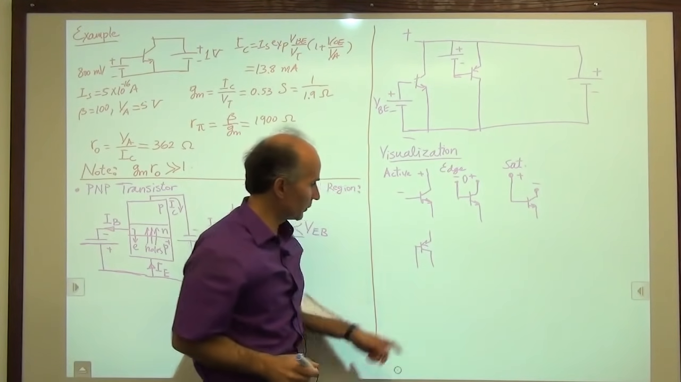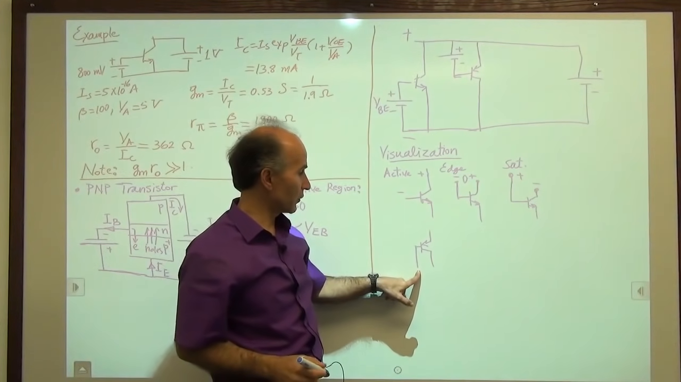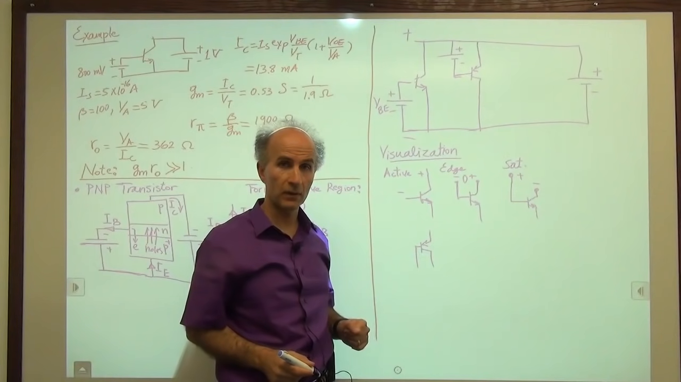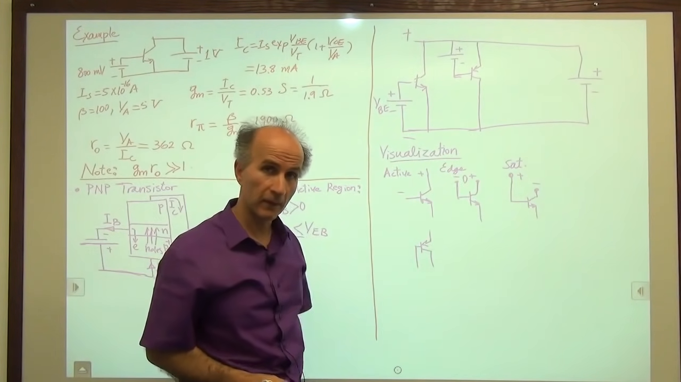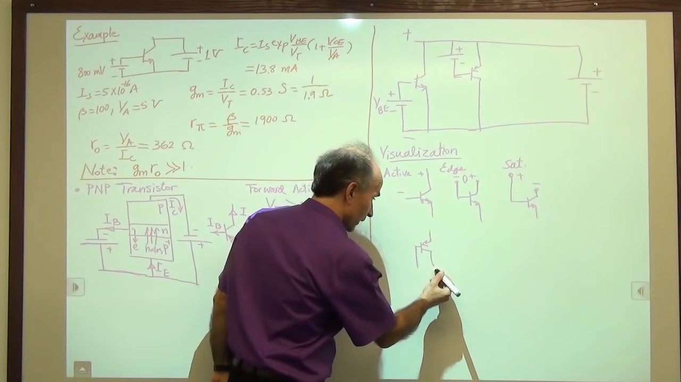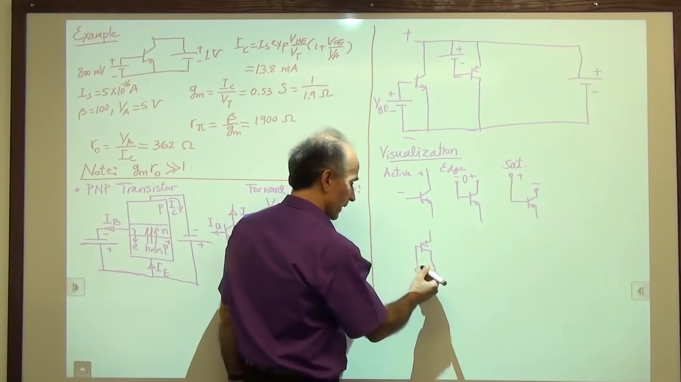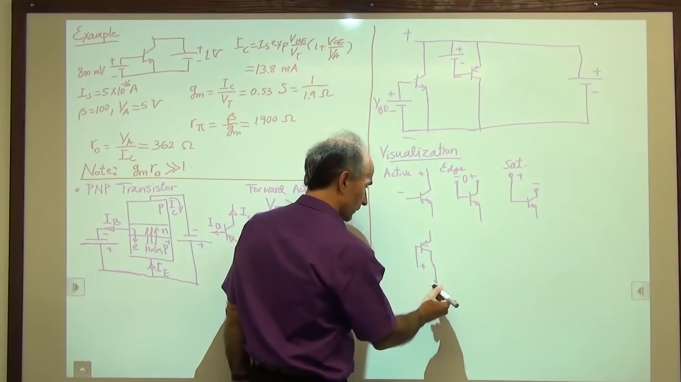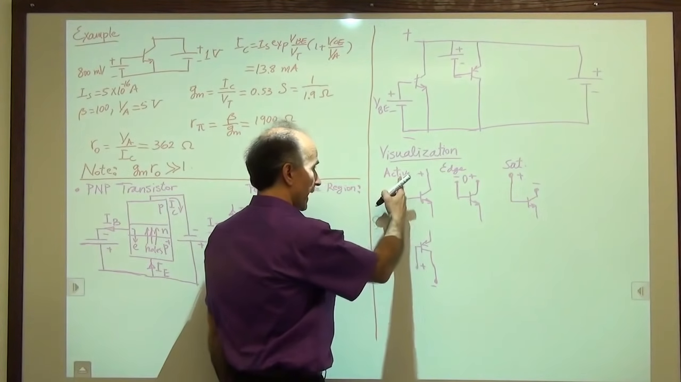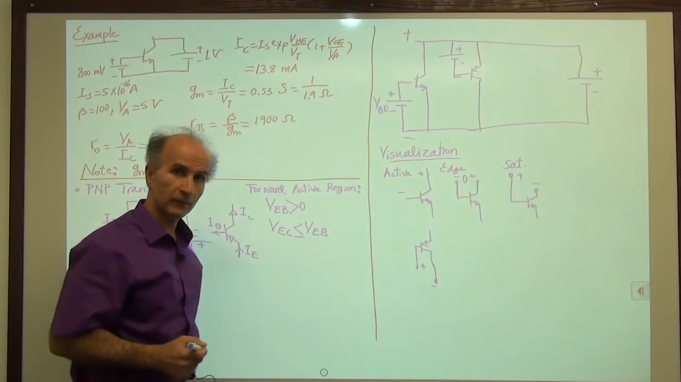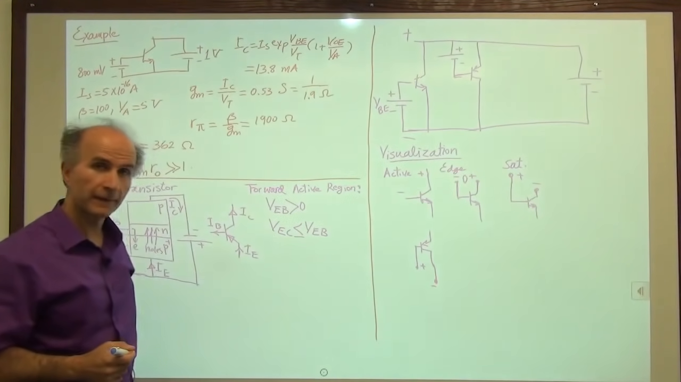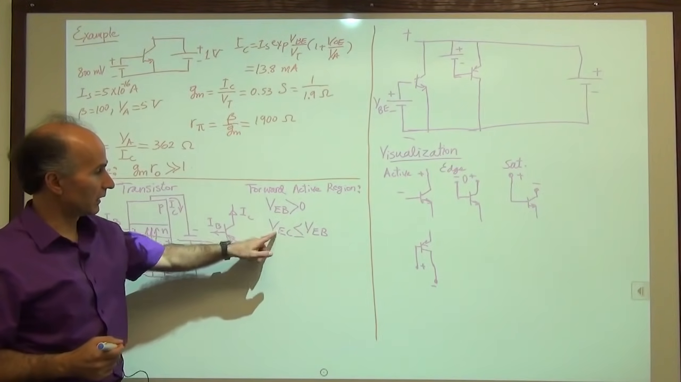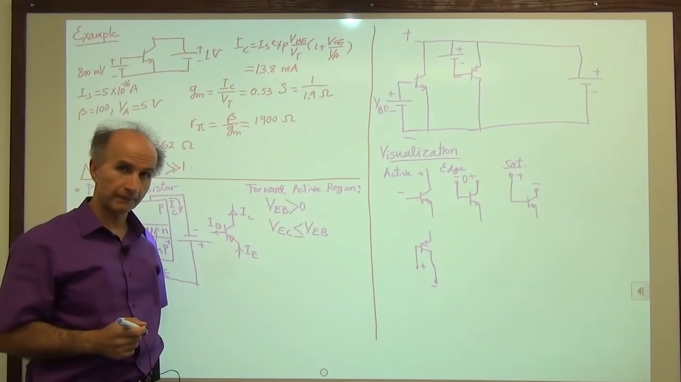So how do I choose this voltage difference to ensure that we are in active region? The base collector junction must be reverse biased. For that to happen, the collector has to be lower than the base. So we have positive here, negative here. This is active, right? The collector has to be lower than the base. So VEC has to be less than VEB.